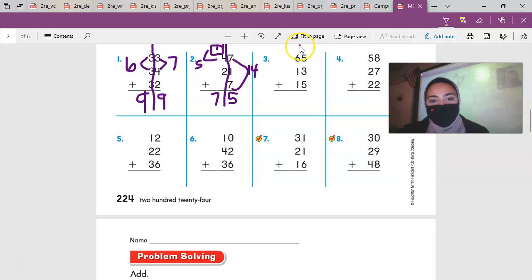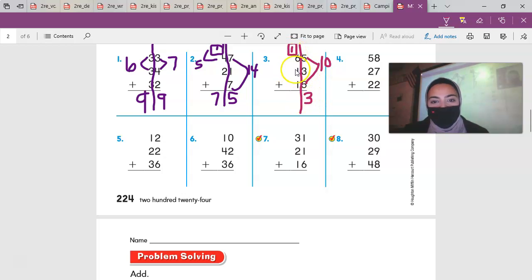Okay, when we move on to number 3, what two numbers in the ones place would you add first? 5 plus 5. Good job, Dustin and Mariah. 5 plus 5 makes 10. And then 10 plus 3 is 13. Whoa, that was crazy. 13. 1 goes in the tens place, and 3 stays in the ones place.